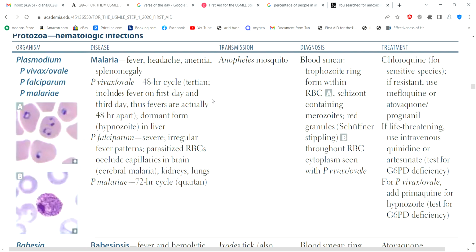And then artemisinins are given for severe infections in Plasmodium falciparum. Okay, now diagnosis is by blood smear. You see trophozoite ring forms within the RBCs in figure A, which we just talked about, and schizont containing merozoites, red granules throughout the RBC cytoplasm, seen with P. vivax and ovale.